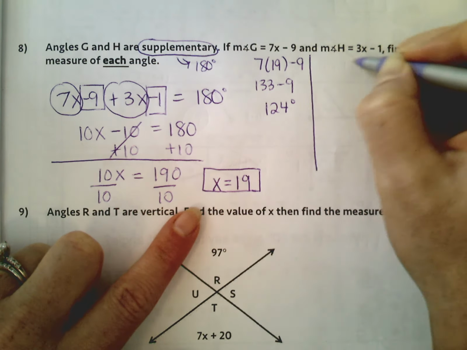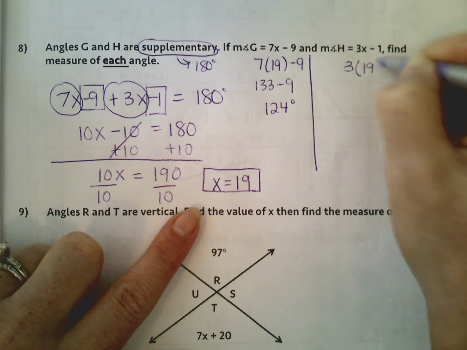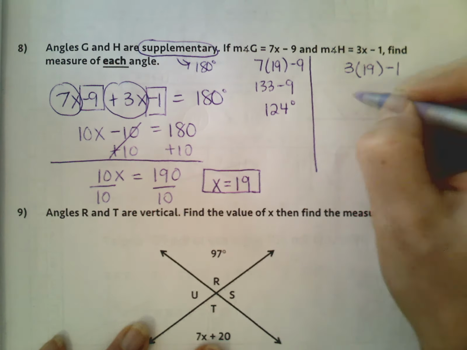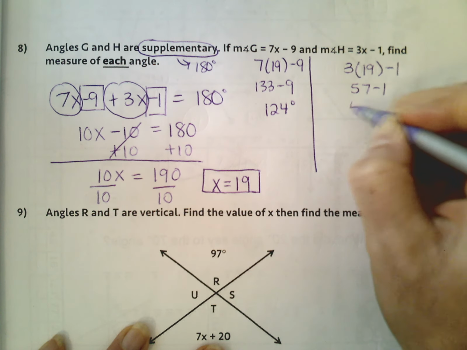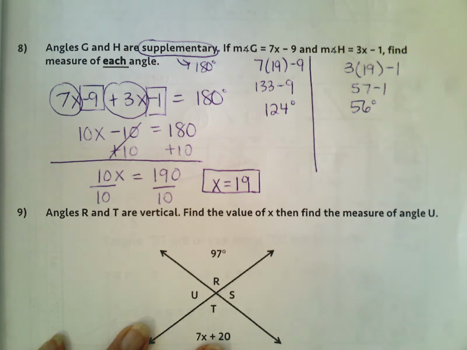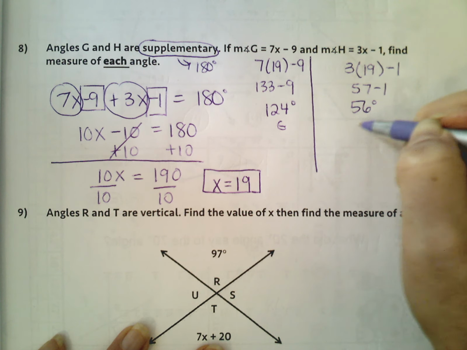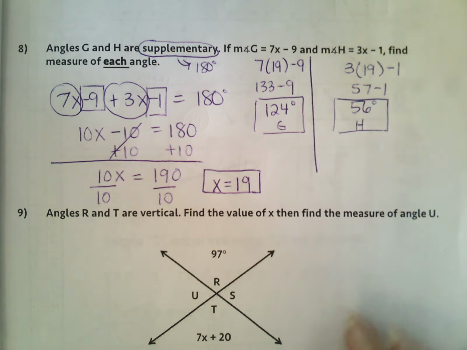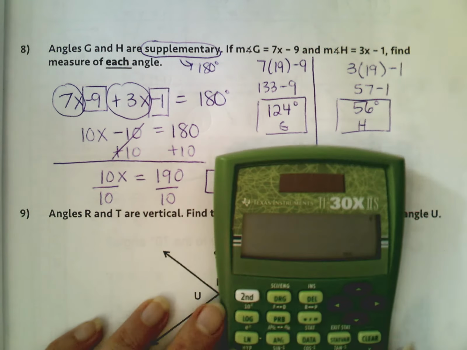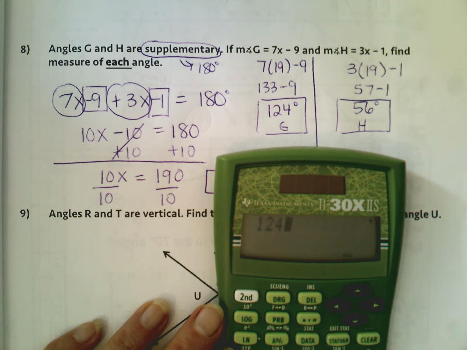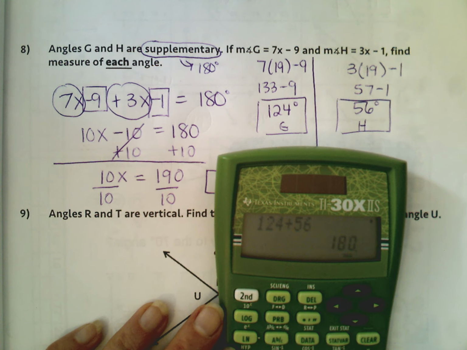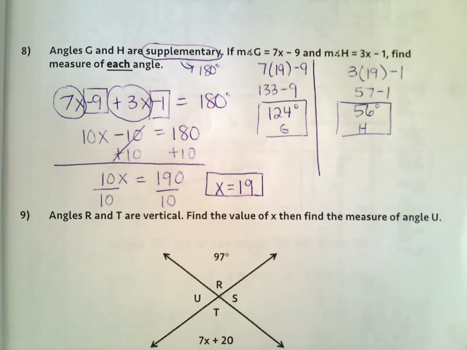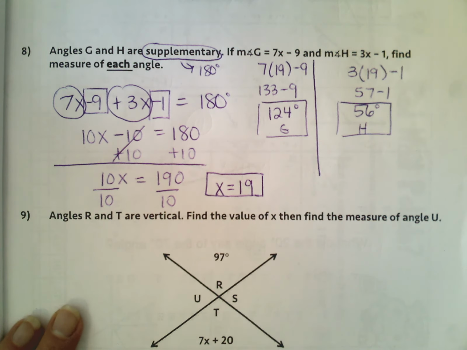Perfect. I'm going to plug in 19 where x is. So 3 times 19 is 57 minus 1 is 56 degrees. So this is the measure of angle G. This is the measure of angle H. And I'm going to grab my calculator just to double check. 124 plus 56 add up and equal 180 degrees. So they are supplementary. So I did that correctly and I plugged in my answers correctly.